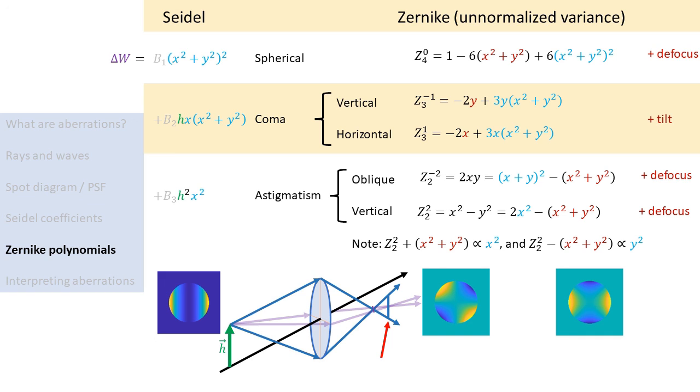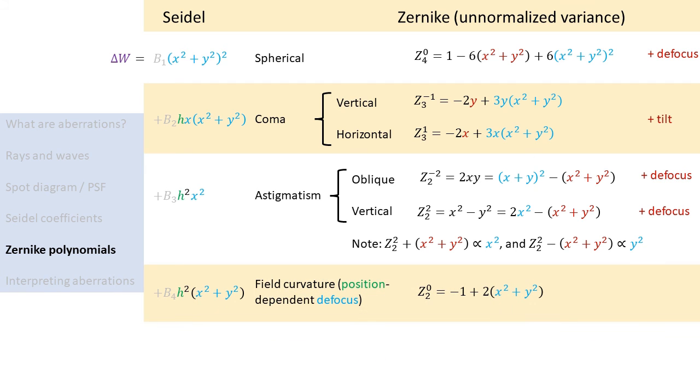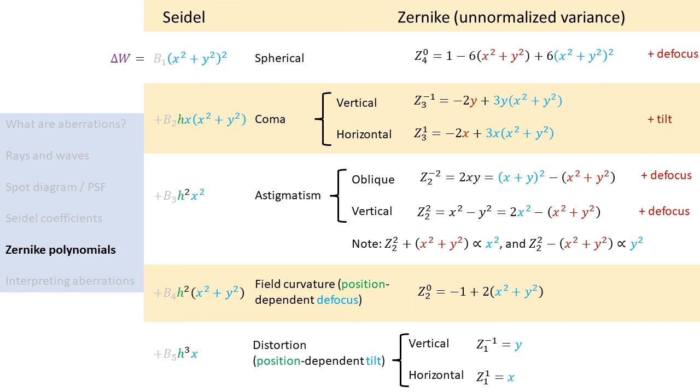Therefore, the Zernike polynomial for astigmatism describes what the wavefront error is for the field exactly between those two focal lines. Field curvature is described by the Zernike polynomial for defocus, and distortion is described by the Zernike polynomial for tilt. The key point is that the coefficients for these Zernike polynomials would have to depend on the point source location to actually describe field curvature and distortion.